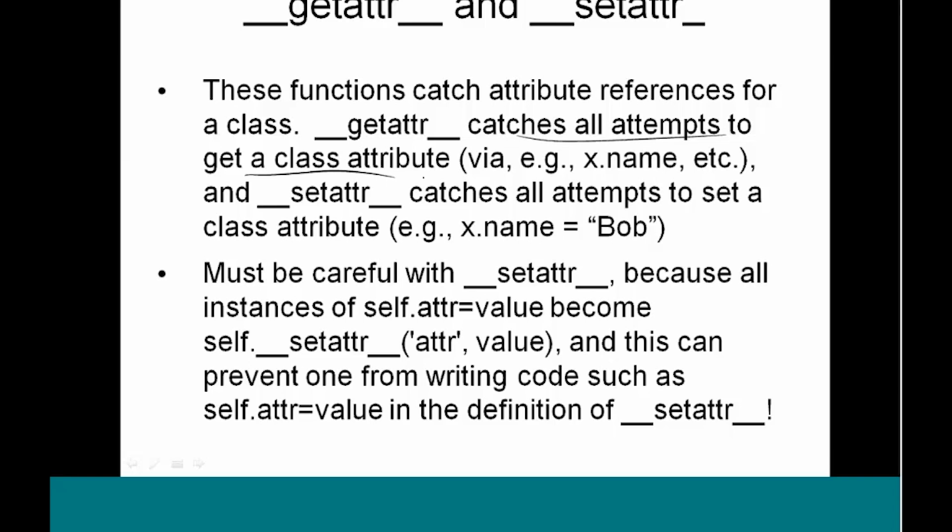We need to be careful with __setattr__, because all the instances of self.attribute equal to value become self.__dict__[attribute] equal to the value. And this can prevent one from writing code such as self.attribute equal to value in the definition of __setattr__.